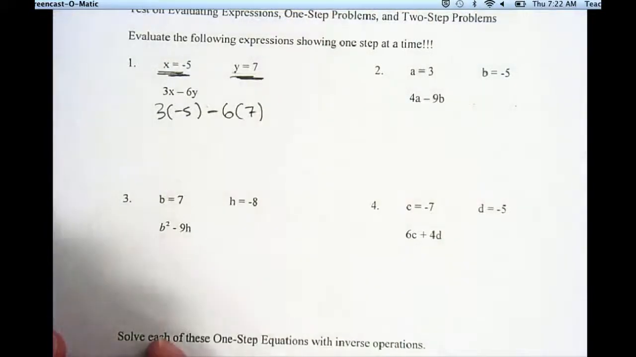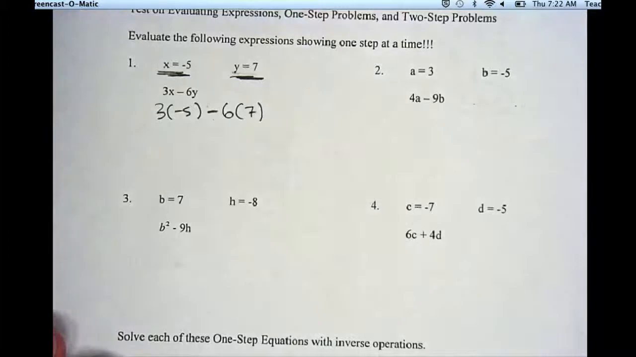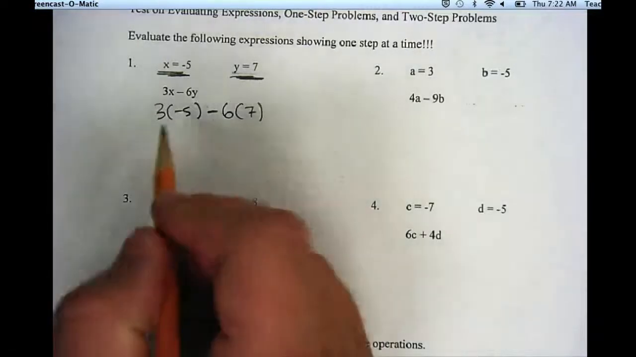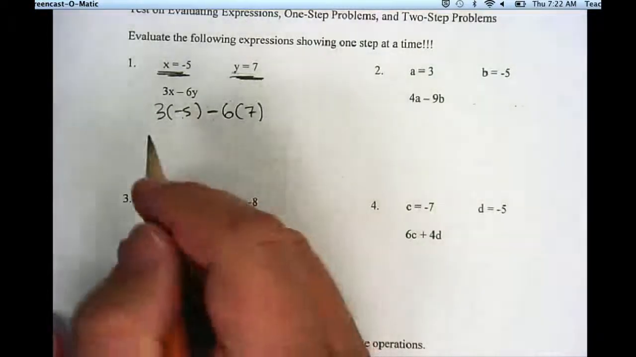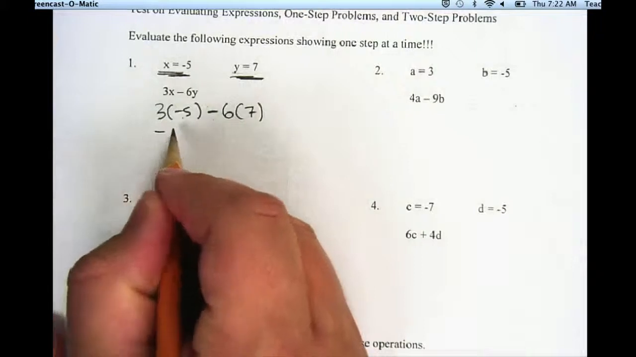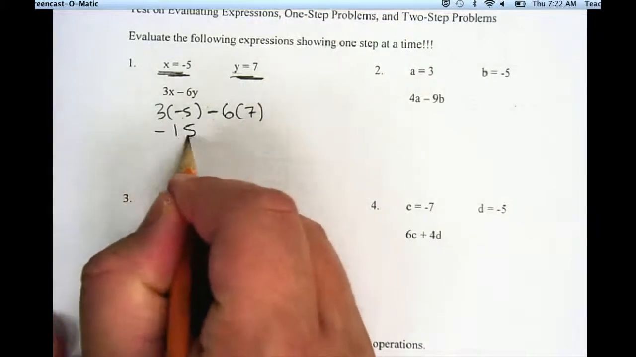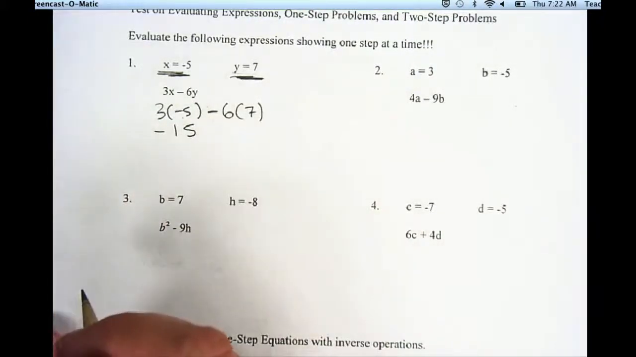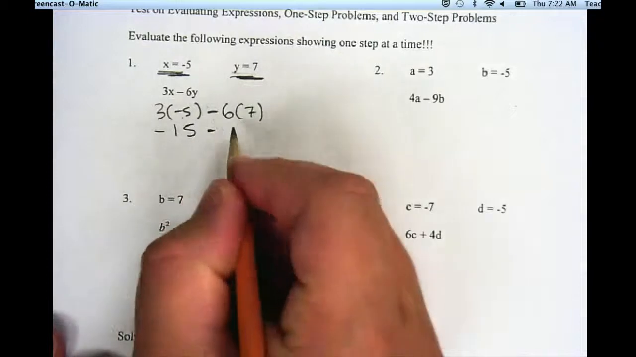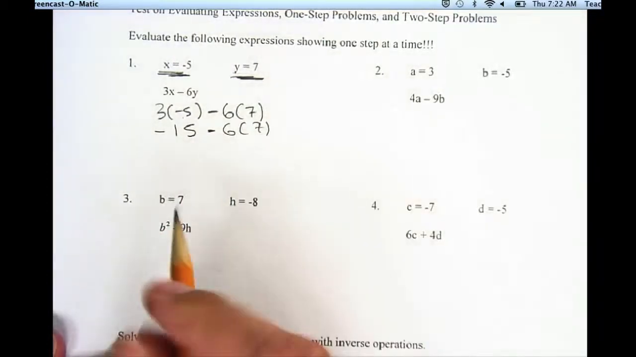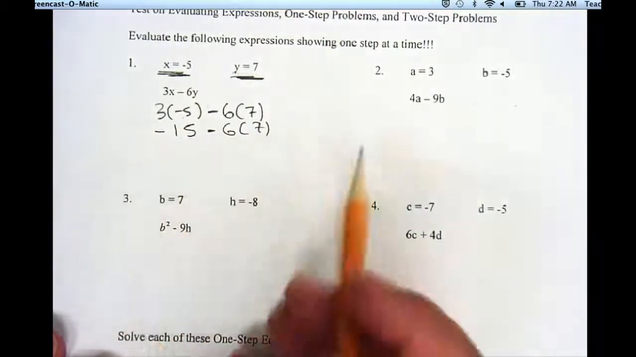So what I would do first is the first multiplication, because if you do it step by step, you're less likely to make mistakes. So I take 3 times -5. Well, positive times a negative is going to be negative. 3 times 5 is 15, so it's -15. And then I just write down the rest of the problem just the way it is. So I have -15 minus 6 times 7.